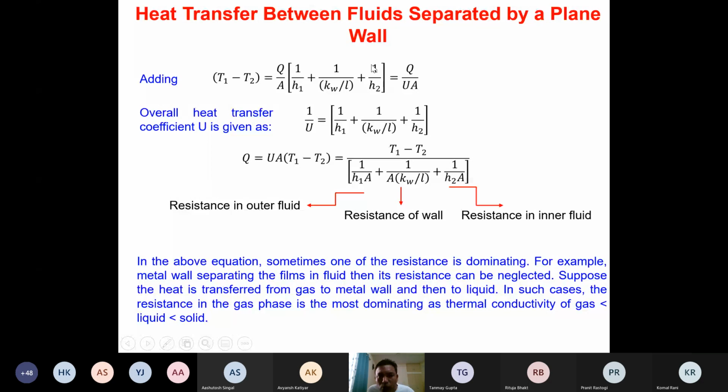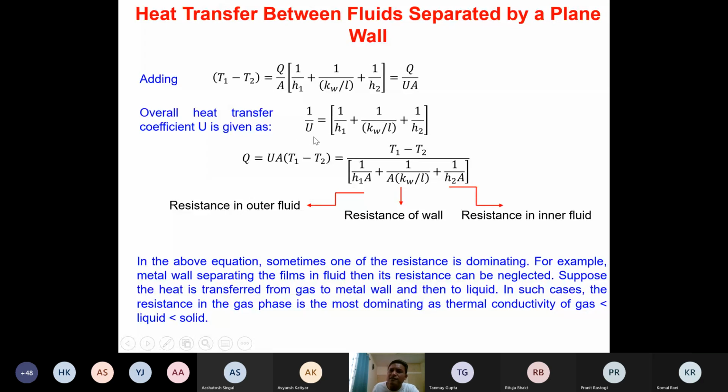And this particular term in the square bracket can be represented using 1 by U, where this 1 by U is nothing but an overall heat transfer coefficient. So U is defined as the overall heat transfer coefficient. The difference between U and H is that both have the same unit. The unit of H is watt per meter square degree Celsius. Similarly, the unit of U is also watt per meter square degree Celsius.